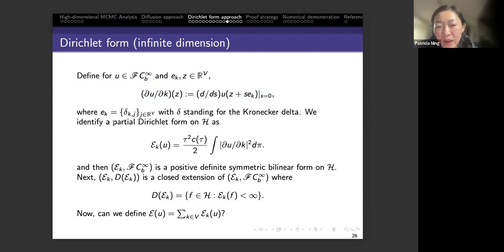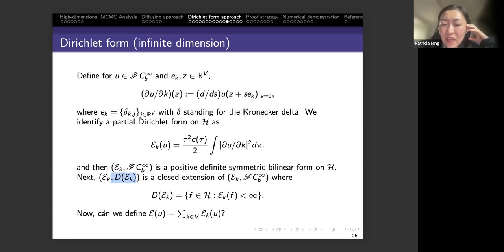And we define the partial Dirichlet form as this form. This is E_k(u), tau square C tau over 2, the integral of this partial derivative taking square d pi. And then this E_k, this family of functions we just defined here, is a positive definite symmetric bilinear form on H. Next, E_k and its domain is a closed extension of the E_k on C_b infinity.